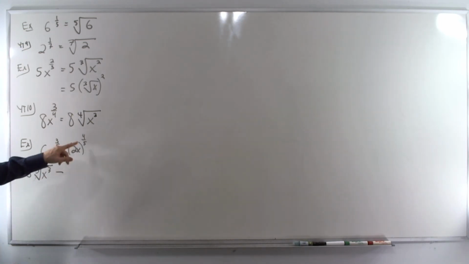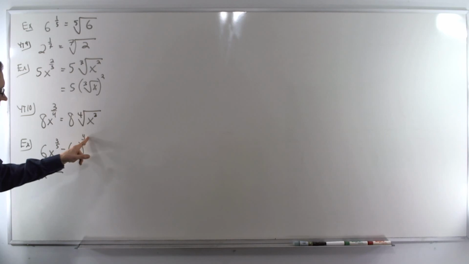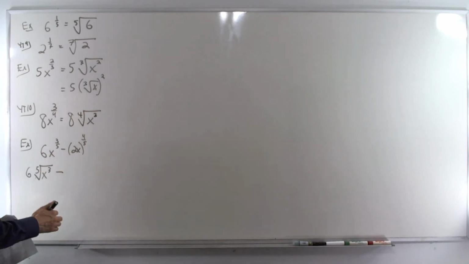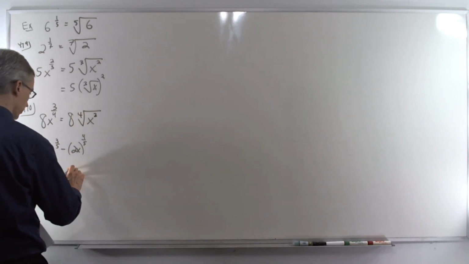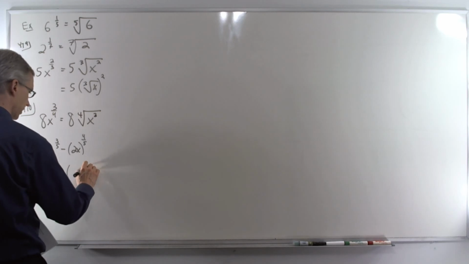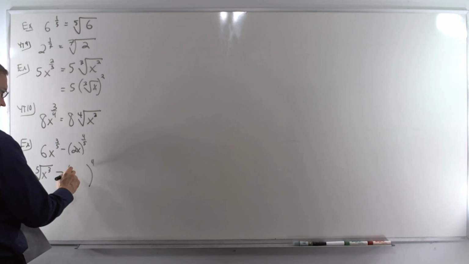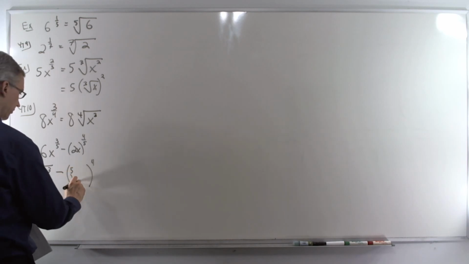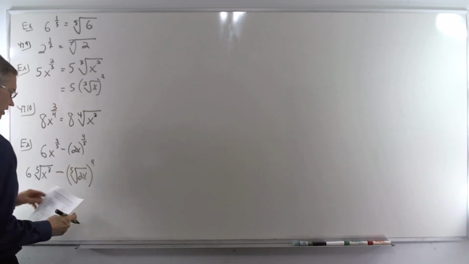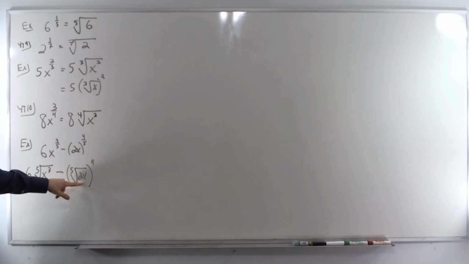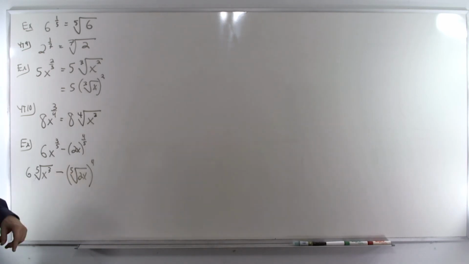Minus, now this one's in parentheses, so that means the exponent applies to the entire expression. I'm going to use the other method over here. Inside we get the 5th root of the entire expression, 2x. 2x has to go inside the radical then.